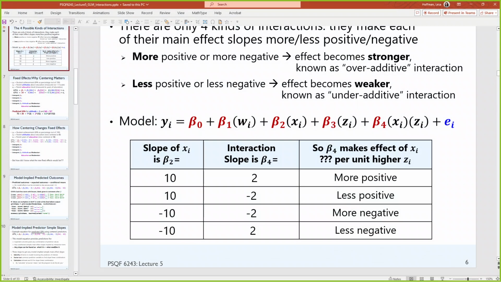So, 4 choices. More positive, less positive, more negative, or less negative. Start with the direction of the sign, and then see if the interaction is working with it or against it. If they're opposite in sign, it's less positive or less negative, and then the effect is getting weaker as the moderator goes up. If they're the same in sign, the effect is getting stronger as the moderator goes up.